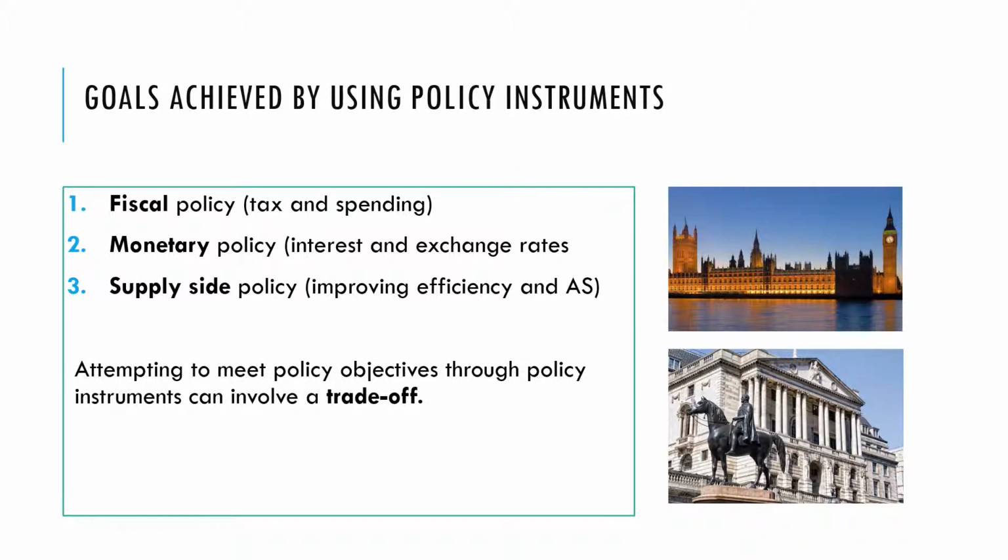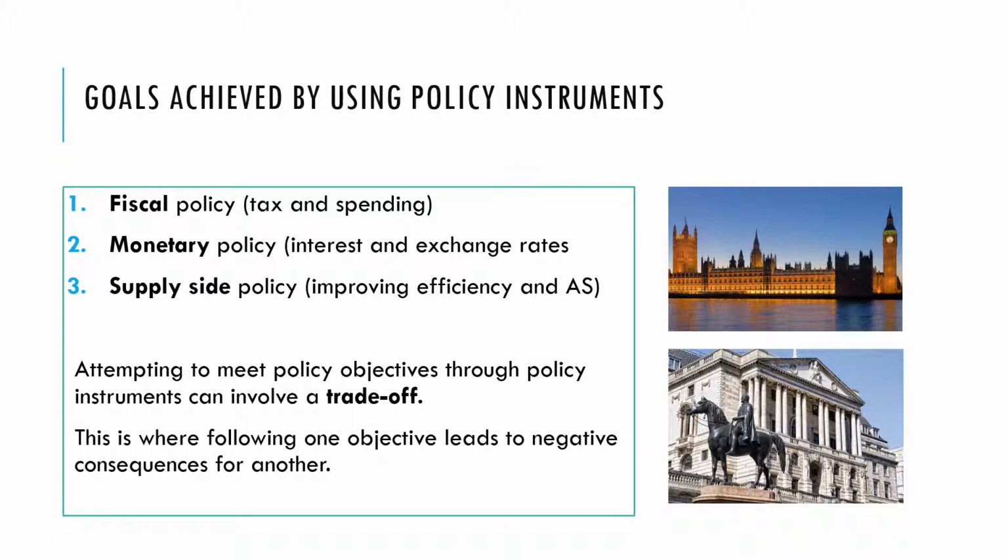Now, attempting to meet these objectives through these policy instruments can often involve a bit of a trade-off. And what we mean by that is by pursuing one objective, it can have a negative effect or a negative consequence for another objective. And so a trade-off has to be made as to which one is more important.